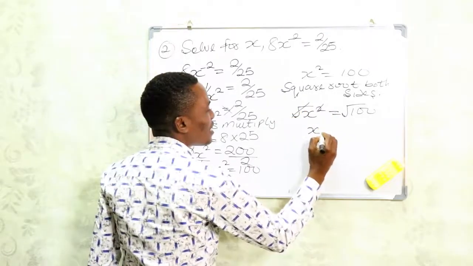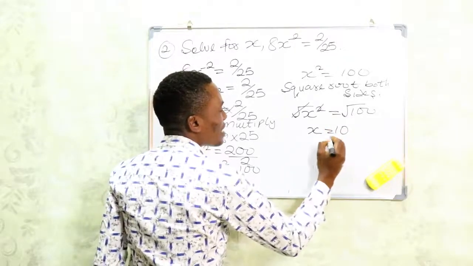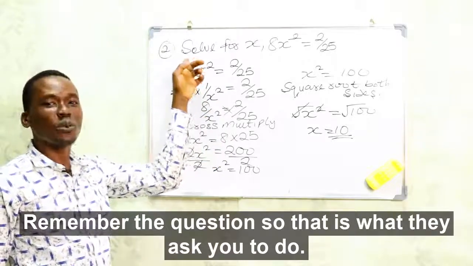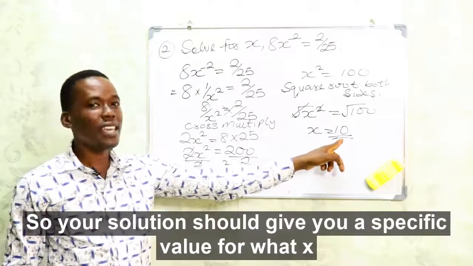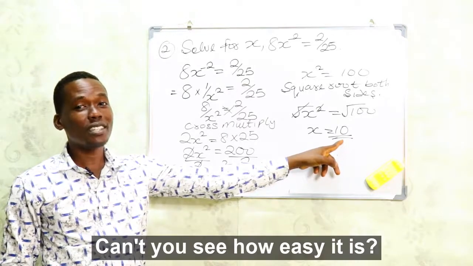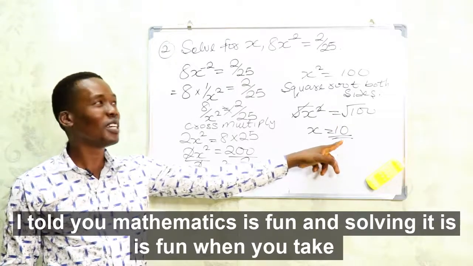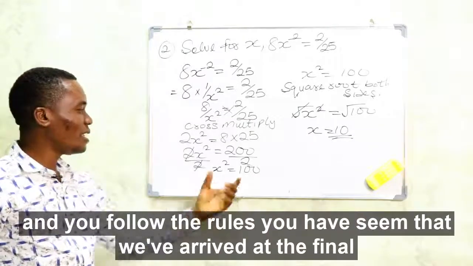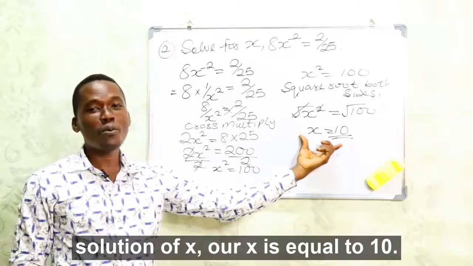We'll have 10. Remember the question: solve. That is what they ask you to do. So your solution should give you a specific value for what? For x. Can't you see how easy it is? I told you mathematics is fun, and solving it is fun when you take it a step at a time and you follow the rules. Now, following these rules, we've arrived at the final solution of x. Our x is equal to 10.